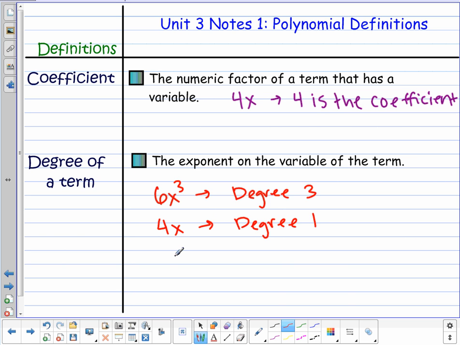If I look at the number 7 by itself, this actually has a degree of 0 because there is no variable part. This would be the same as saying 7 times x to the 0 power. So its degree is 0. This is the same as saying 4 times x to the first power. So its degree is 1. So the degree of a term is just the exponent, the value of the exponent.